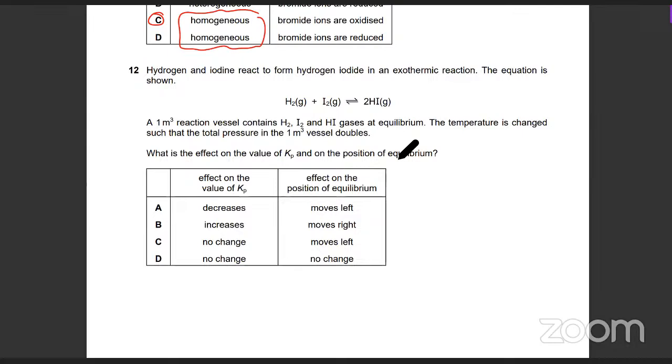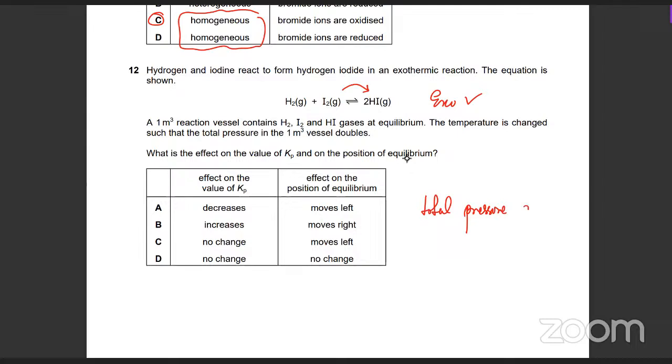So firstly, he says that it's an exothermic reaction in the forward direction, right? And then he says the temperature is changed. We don't know what's happening to the temperature. But he says that the total pressure in the 1 meter cube vessel doubles. So total pressure doubles.